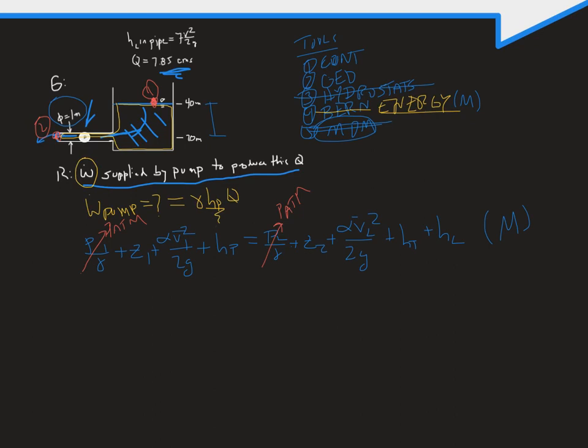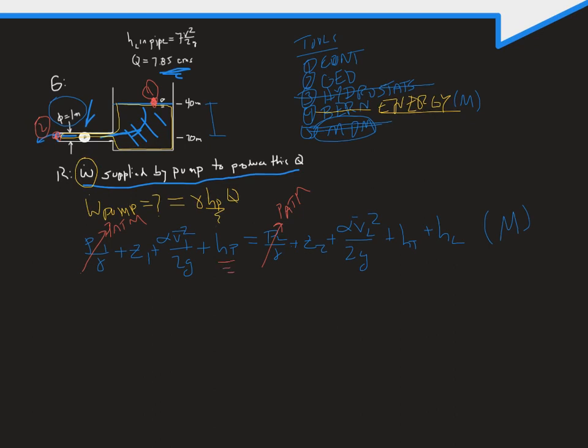Okay, so that's pretty good. We're pretty happy with that. We picked those 2 points for a few reasons. One, we have atmospheric pressure. Two, the pump is between 1 and 2. So that means that we can solve for this.